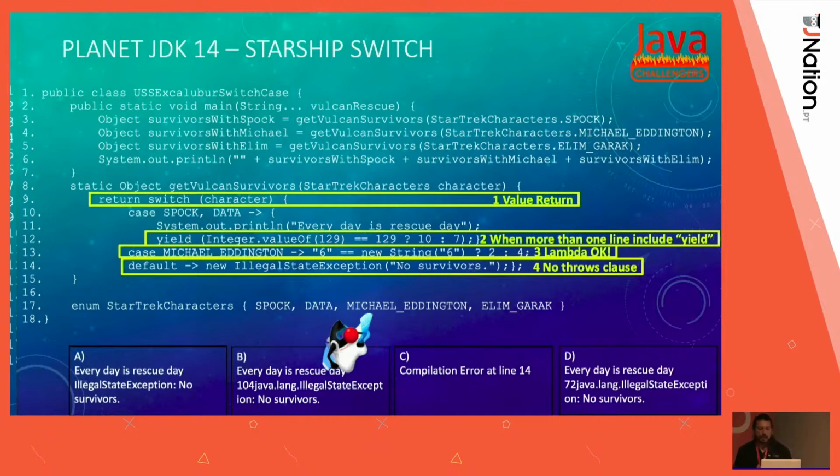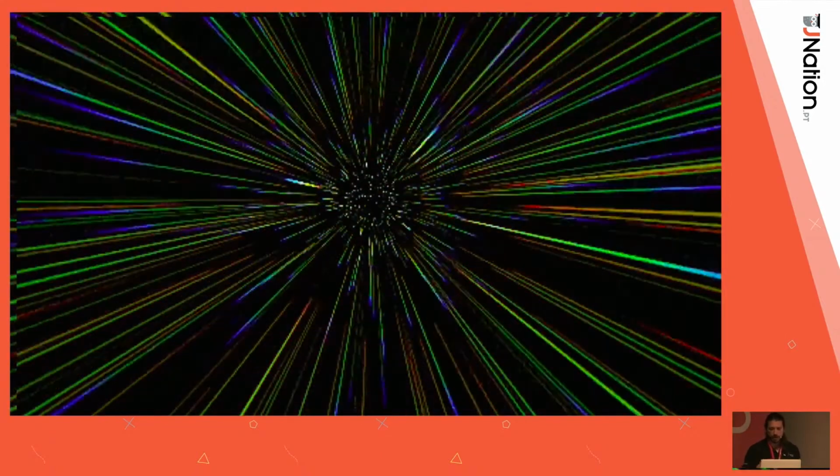And then in the end, we just pass a value that is not one of the listed ones, so it will go into the default. Notice here that we are not throwing any exception. We are just returning an IllegalStateException object, nothing else. So we are going to just print the object name and no survivors. Okay, so next challenge.